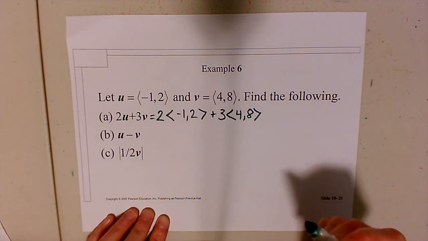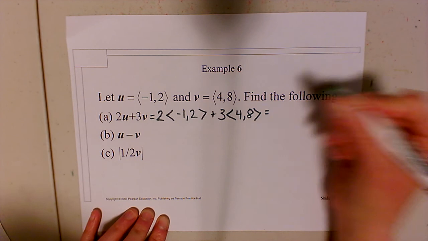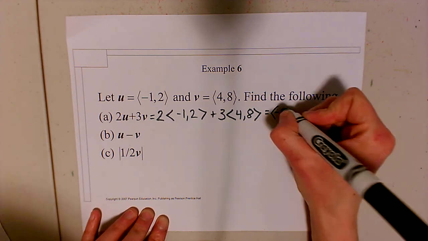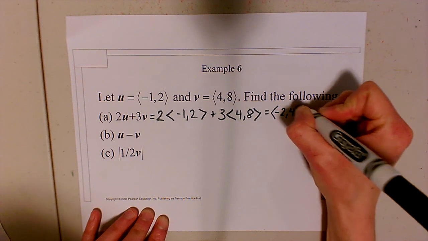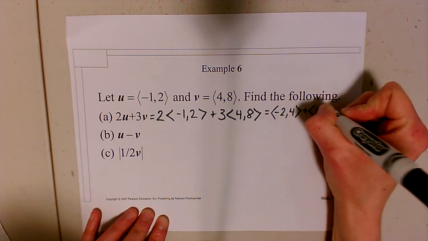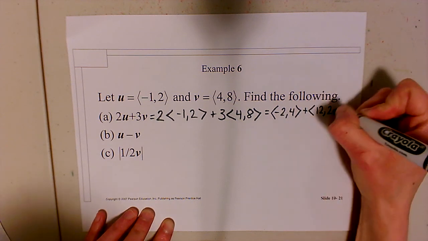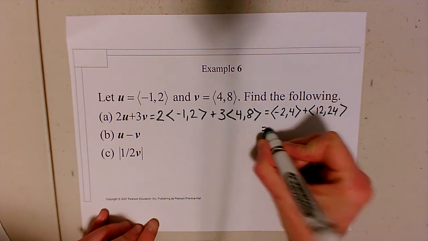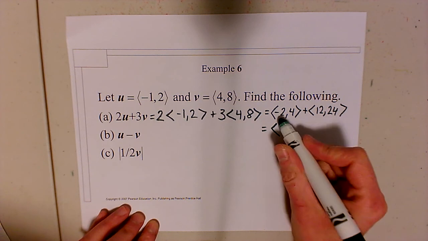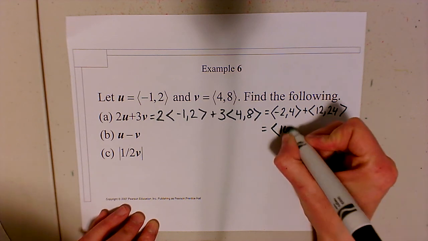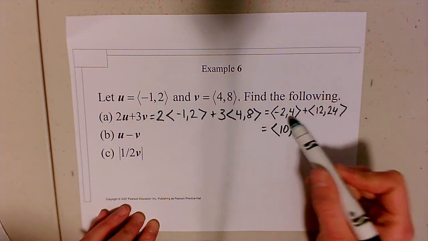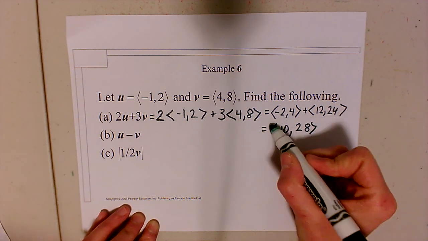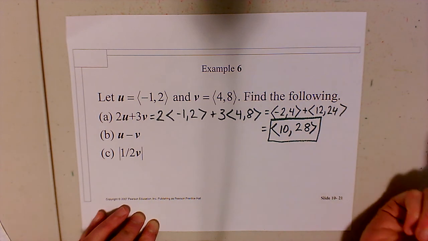If we carry that out, we'll get -2, 4 plus 12, 24. Then we can add these values together, so -2 plus 12 is going to be a +10, and 4 plus 24 is going to be 28. And that's our answer there.